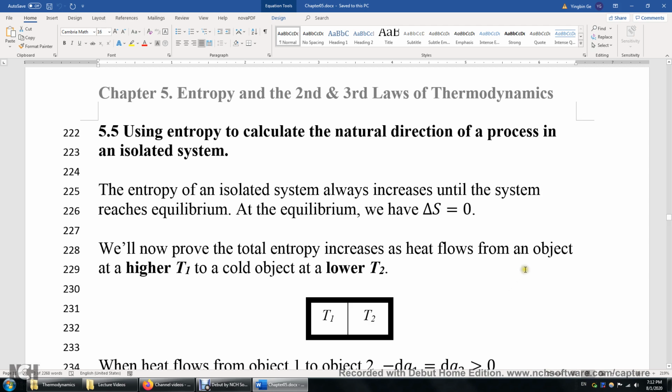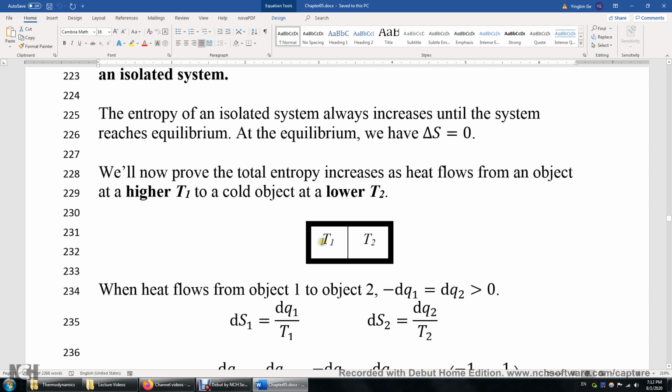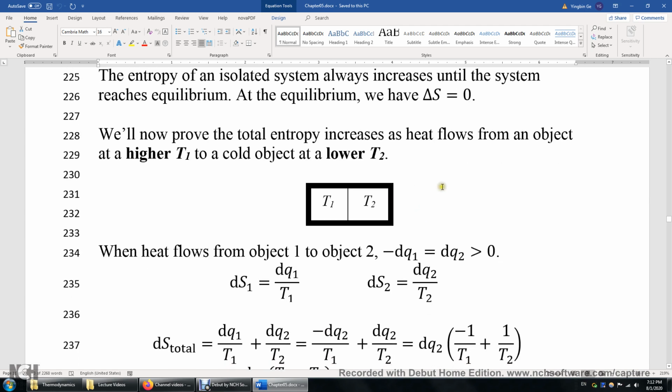So let's look at one example. Let's say we have two objects, one at a higher temperature, T1 is higher than T2. We put them together, there's going to be heat flow. We know heat is going to flow from T1 to T2 because, again, T1 is higher than T2. Heat flows from this higher temperature object to this lower temperature object. We're going to prove that this heat flow causes the entropy increase inside this isolated system.